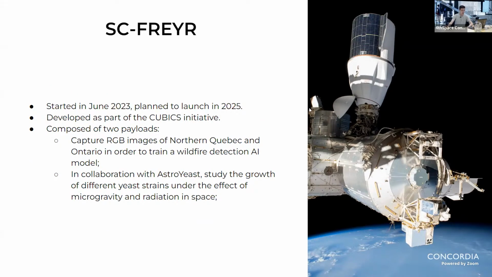SC Freyr, that's the new project we just recently started working on. We entered the design phase officially in June 2023, and we're planning to launch in 2025. That's part of the CubeX initiative, and it consists of two payloads. The first one is to capture RGB images of northern Quebec and Ontario in order to train a wildfire detection artificial intelligence model. The second payload is in collaboration with another student organization here at Concordia called AstroYeast. We're going to be sending different samples of yeast strains into space to study how they're able to survive and resist microgravity and radiation.